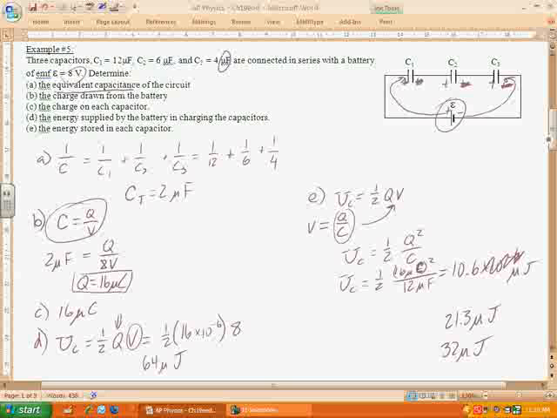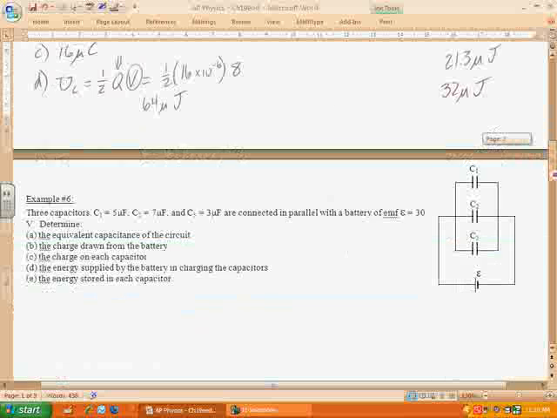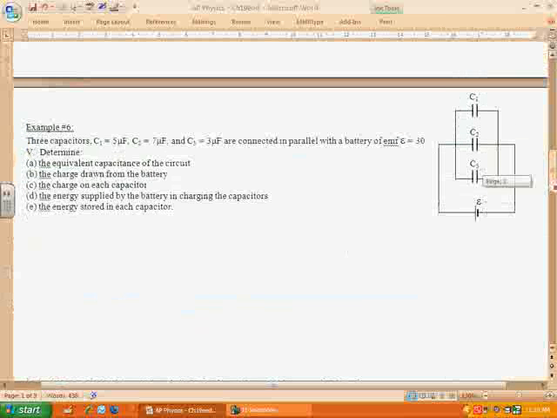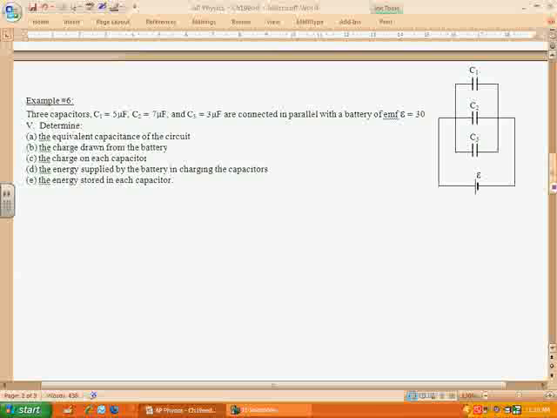So let's go with letter A, the equivalent capacitance of the circuit. So remember, when they're in parallel, we just get to add them together. You should remember this from your AP equation sheet, the capacitance in parallel equals, and so we just get to add them all together. So 5 plus 7 plus 3 would then be 15 microfarads. That's letter A.